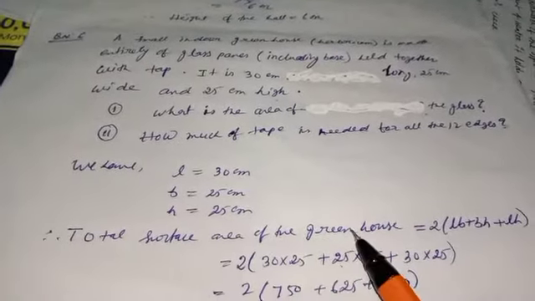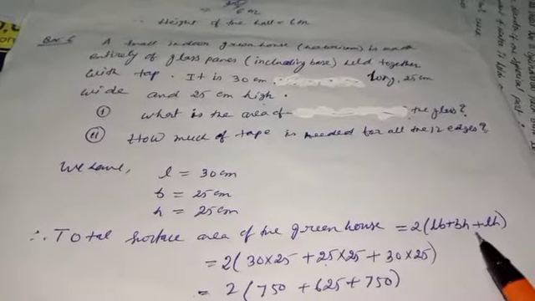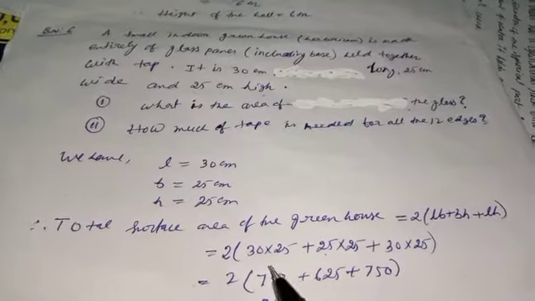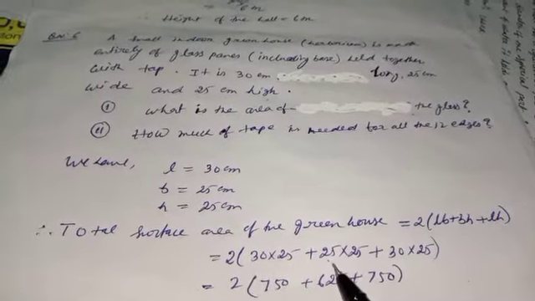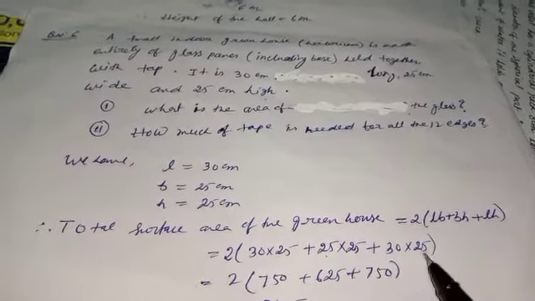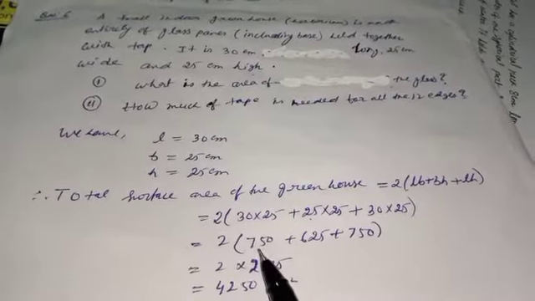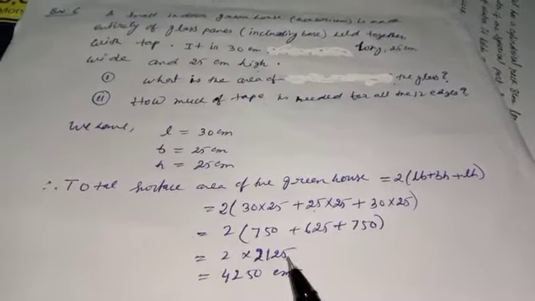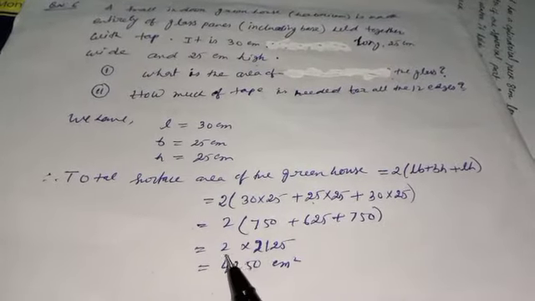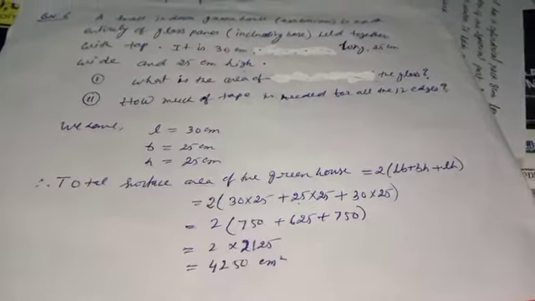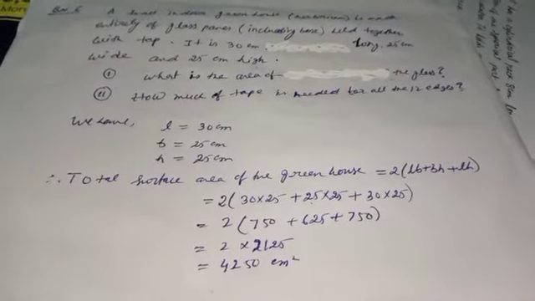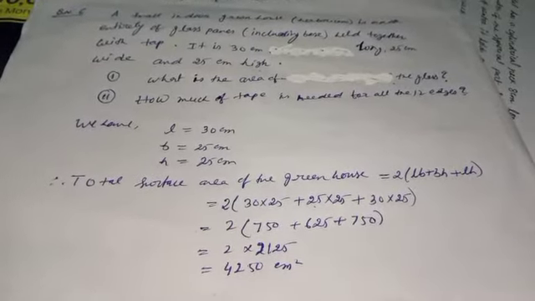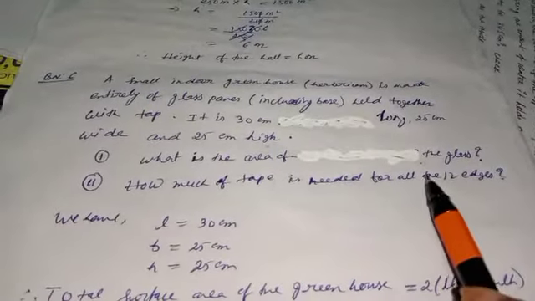Total surface area of the glass greenhouse is 2(LB plus BH plus LH). So put the values: 30 into 25 plus BH, 25 into 25 plus LH, 30 into 25. If you multiply, you will get 750, 625 plus 750. Then if you add this, 2125, and finally if you multiply with 2, you will get 4250. And this is the area of the glass. Clear? Next. Also it is given that how much of tape is needed for all the 12 edges.